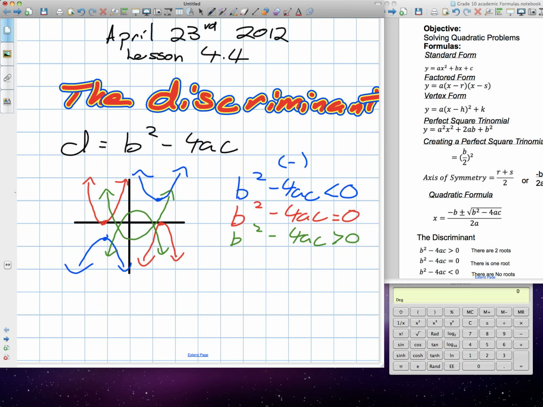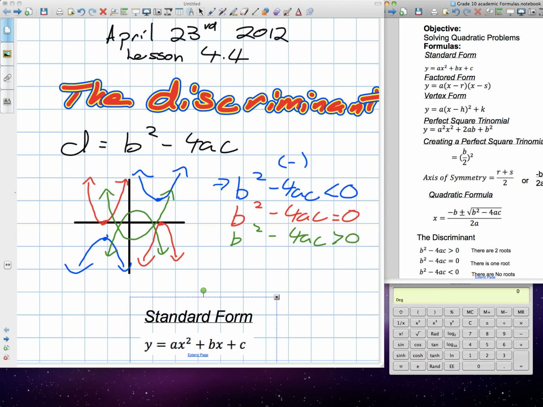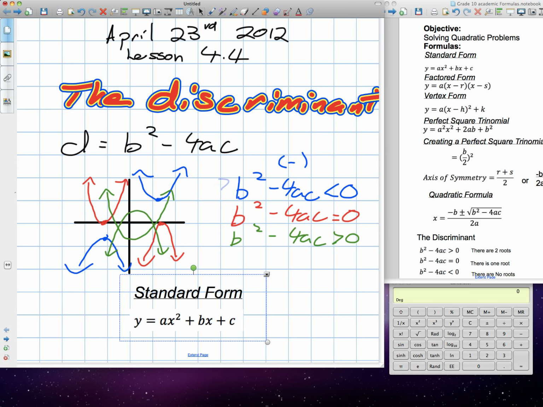Now you might be going, what is A, B, and C talking about? They're talking about quadratics that are in standard form. Okay? So we have our standard form here. In order to use the discriminant, we need to have our equation in standard form. Our A is the coefficient in front of x squared, our B is the coefficient in front of x, and our C is the constant term.